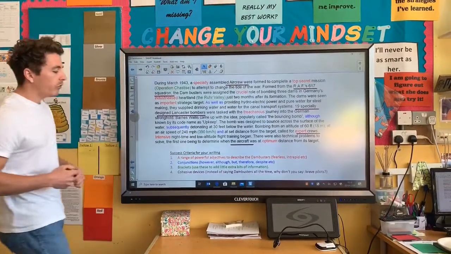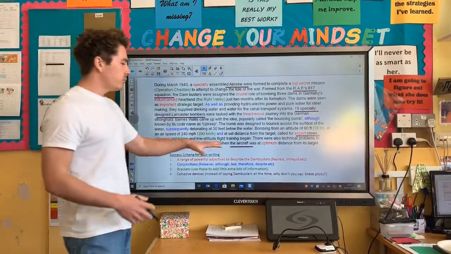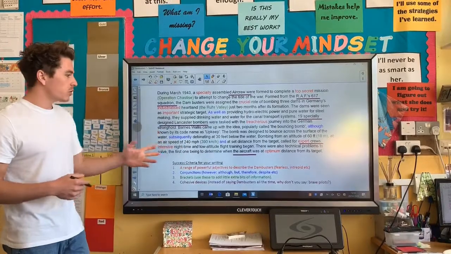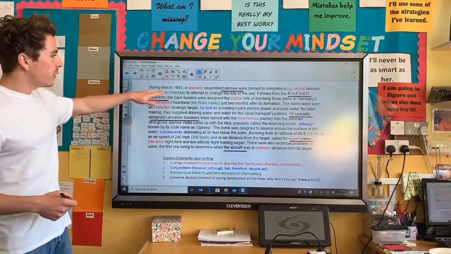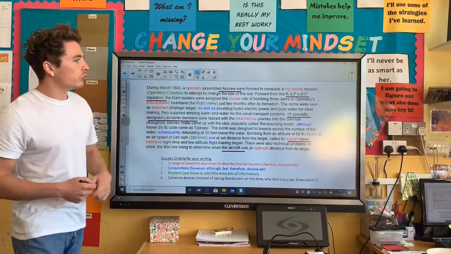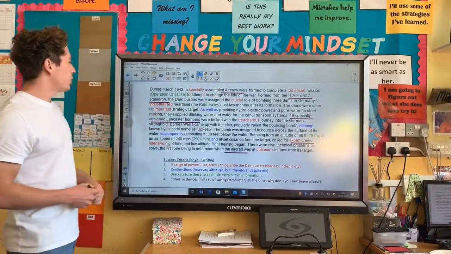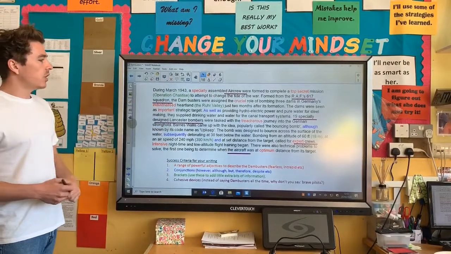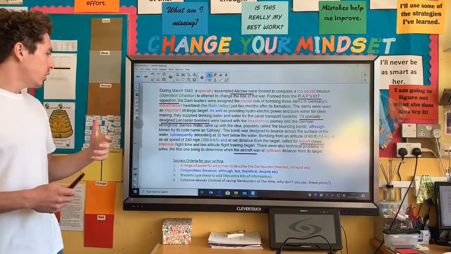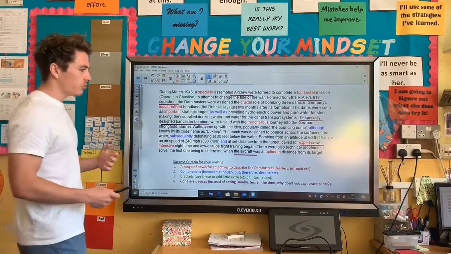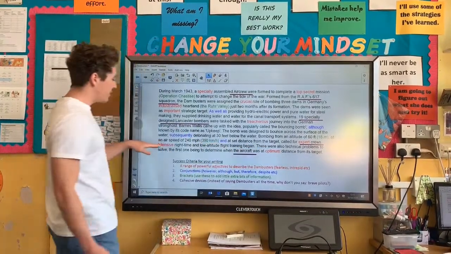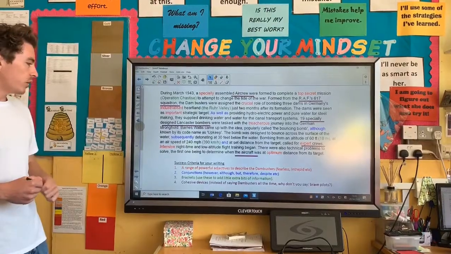So, a range of powerful adjectives. It doesn't just have to be to describe the Dambusters, but we've given you some examples. So I've highlighted some here: specially assembled crews, top secret mission, industrialised heartland. So they give us a little bit of description and make it a little bit more exciting to read. Again, optimum distance, intensive nighttime and low altitude flights.